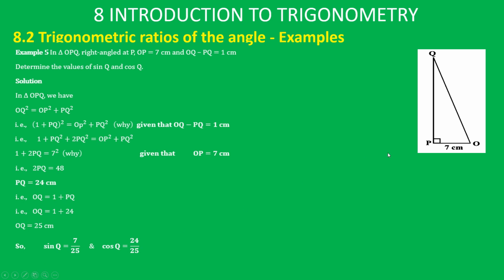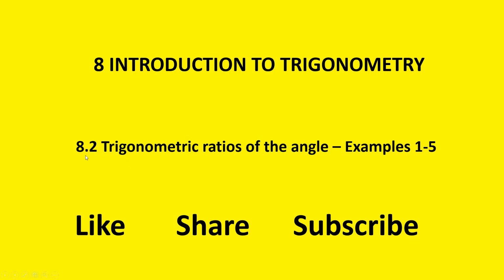So here, what is sine Q? Sine of angle Q is equal to the opposite side, that is OP, divided by OQ, that is 7 by 25. Yes. And what is cos Q? Cos Q is the adjacent side, that is PQ, divided by hypotenuse OQ, that is 24 by 25. With this, we completed examples 1 to 5. We have completed trigonometric ratios of the angle related examples, that is 1 to 5.